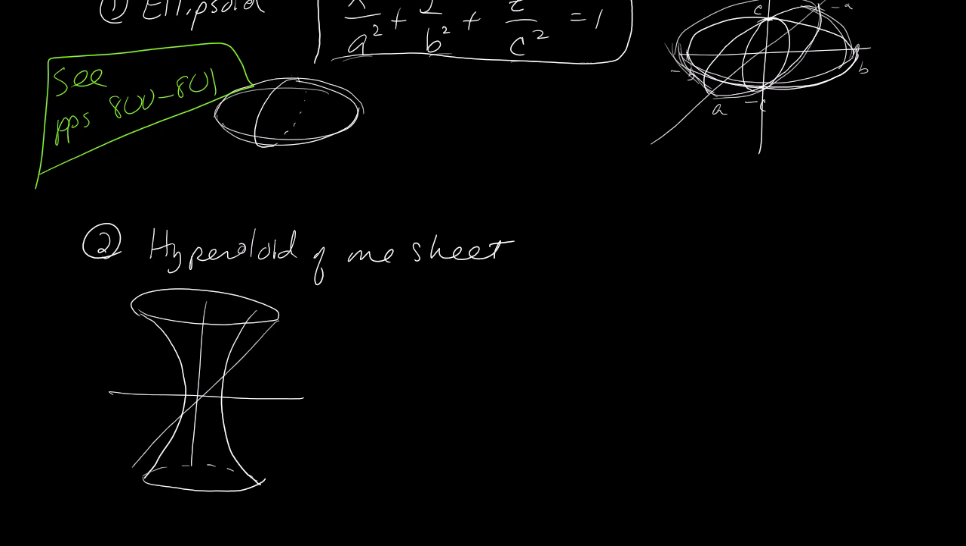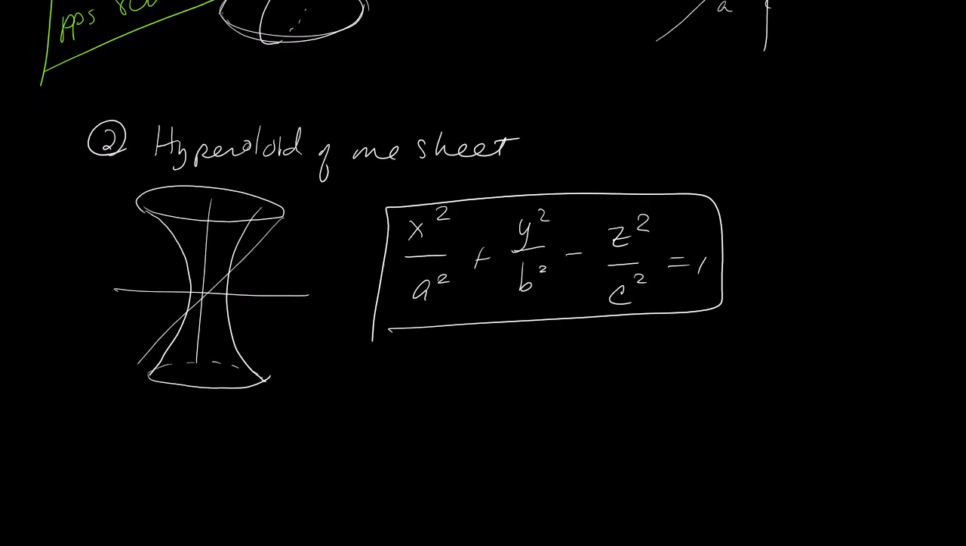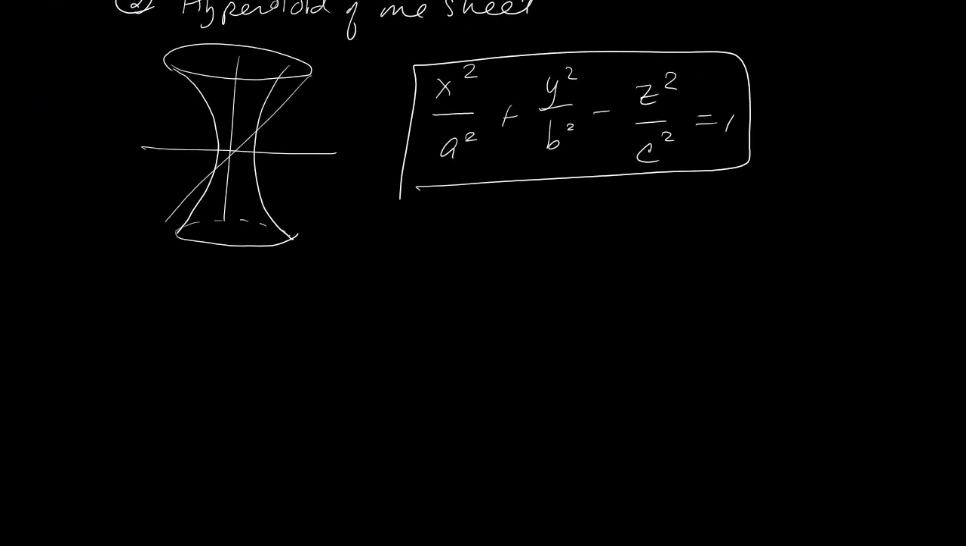So this is the hyperboloid of one sheet, and the general formula here is x squared over a squared plus y squared over b squared minus z squared over c squared equal to 1. Okay? We're going to talk more about these in just a moment. I'm just trying to get them down here into the notes for you right now.